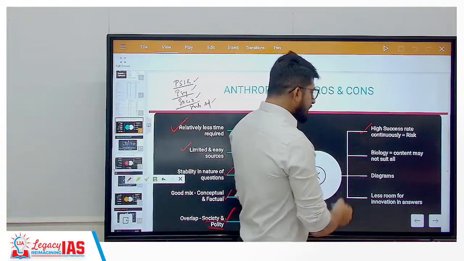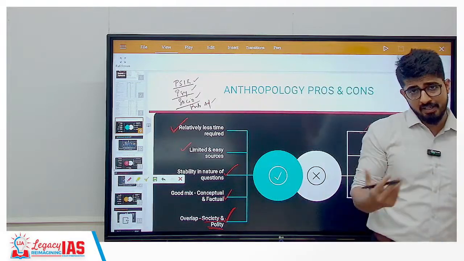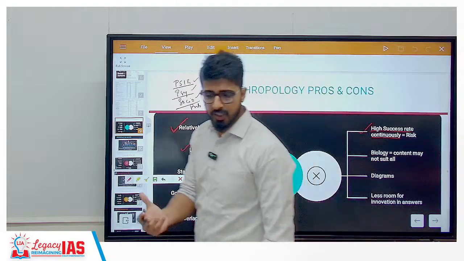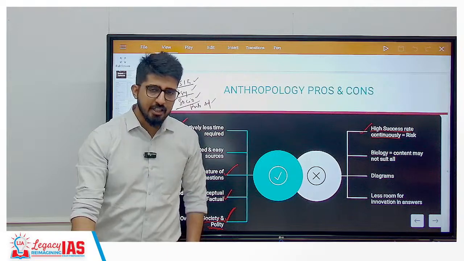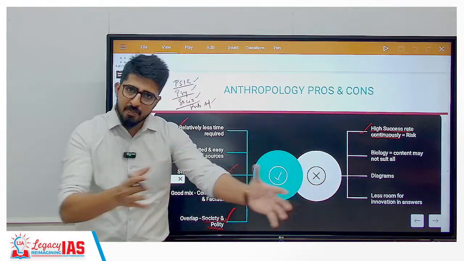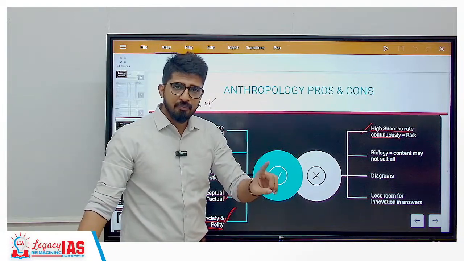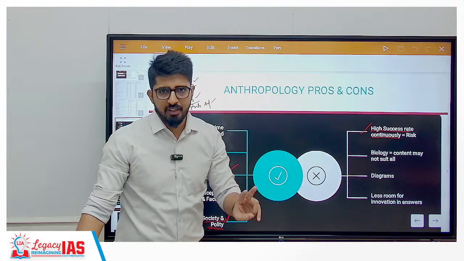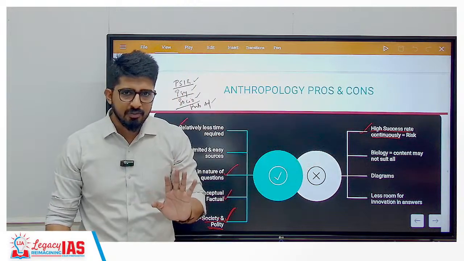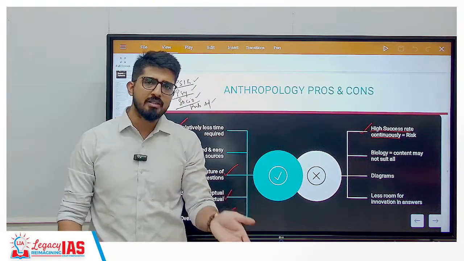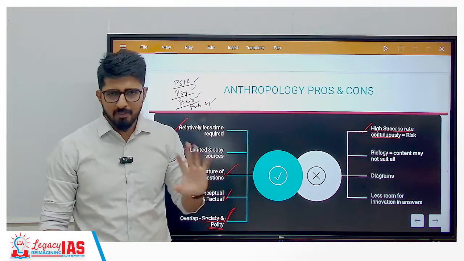Now coming to the cons, high success rate continuously, because of which there is no certainty to it. Maybe UPSC decides that for 1 year, the paper becomes really tough, so that the concentration of the students gets spread across other subjects as well. This has happened with public administration earlier. This has happened with psychology as well earlier. So high success rate continuously is a risk factor. Risk factor in the sense, you never know when this paper will become really difficult. This is one thing you may have to keep in mind.